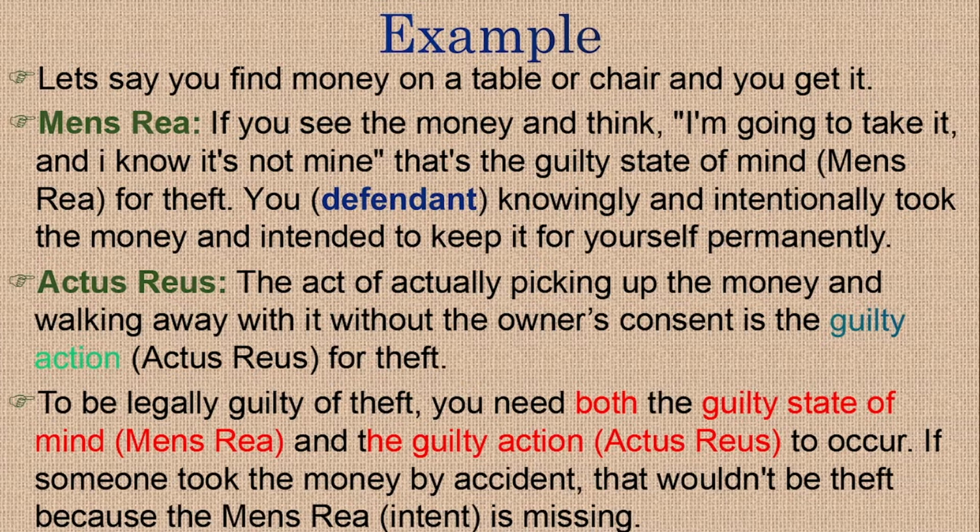If someone took the money by accident, that would not be theft because the guilty state of mind is missing. They did not know that the money was not theirs, or they did not know that they had actually picked up the money. It was just an accident that they got the money. So that is an example that we can give for us to be able to understand the two elements of a crime. I just wanted us to go over those two terms.